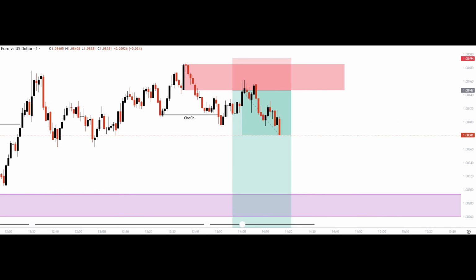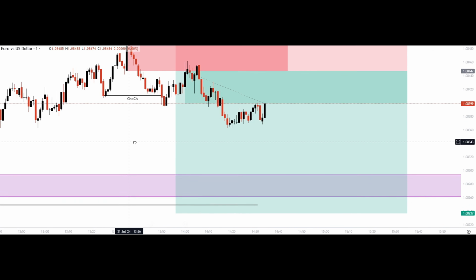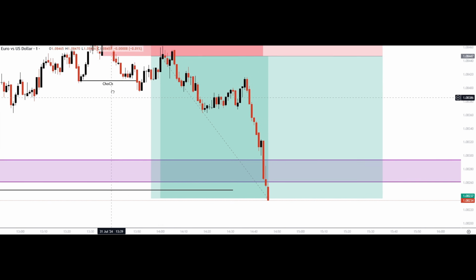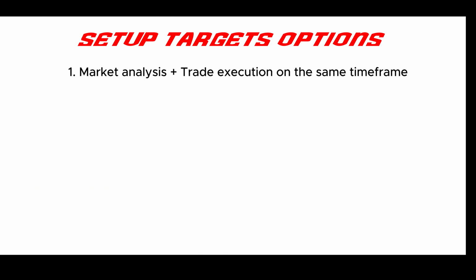The trend is going on our side as bearish momentum started picking up, and that was a great setup. This type of setup is not met often but is a very high quality one. Now, we need to understand the options of setup targets, and they usually depend on the time frame.